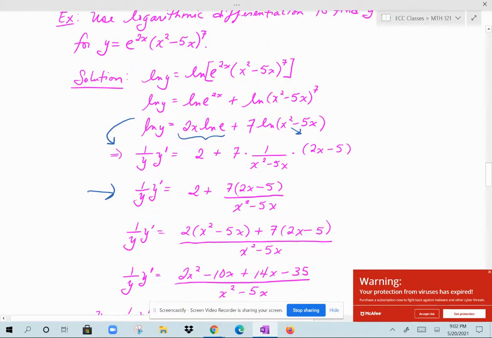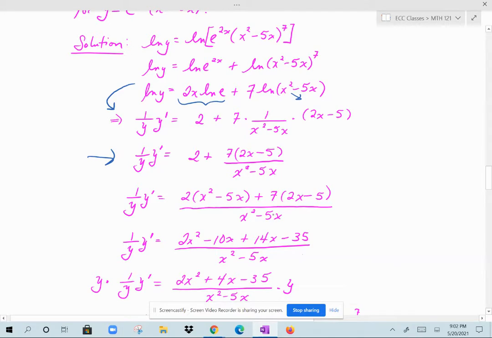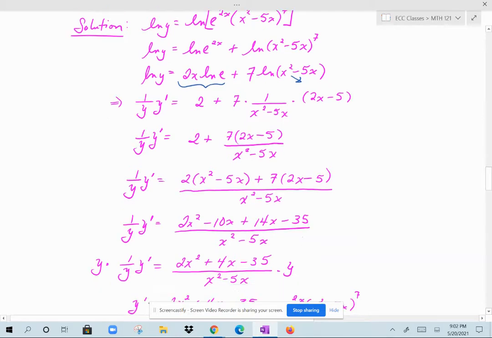In the next step, I'm going to get a common denominator. And that common denominator is x squared minus 5x. So that means the 2 gets multiplied by x squared minus 5x. Now I need to simplify the expression in the numerator by first distributing the 2 and distributing the 7. That's what you get on this next line. So my new numerator is 2x squared minus 10x plus 14x minus 35 over the common denominator.